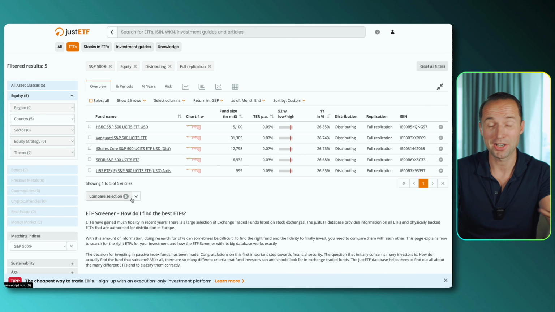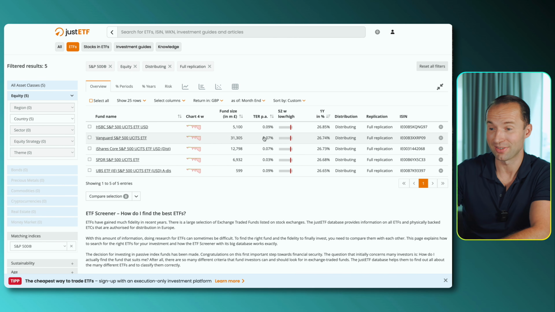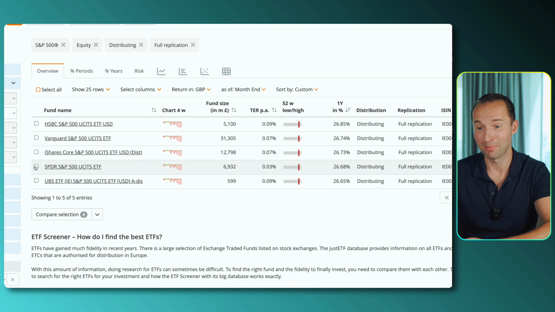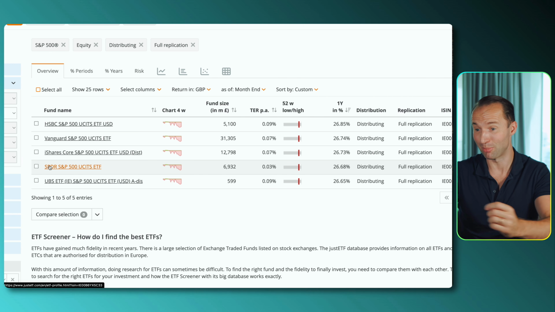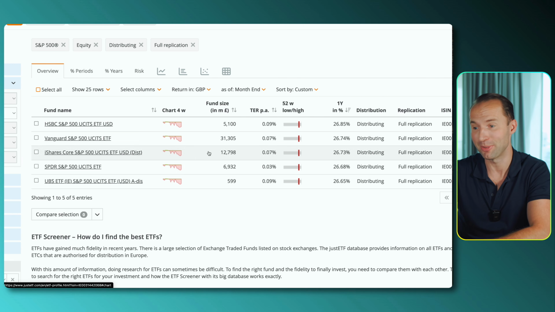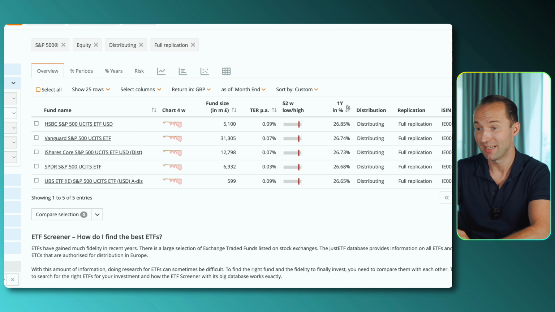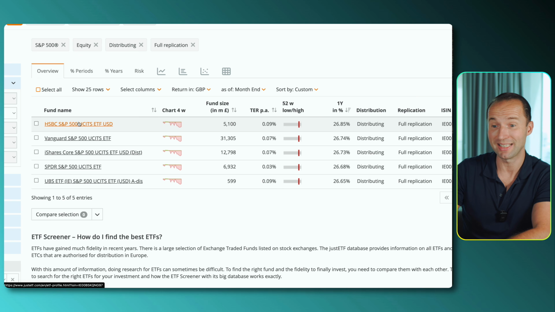And then we go up. Actually, we don't have that many ETFs left to choose from. And all of a sudden, my beloved SPDR ETF that I bought is no longer the best performing. You can see here in terms of total performance over 1 year, actually not that well. All of a sudden, we have another one at the top here, which is HSBC S&P 500.